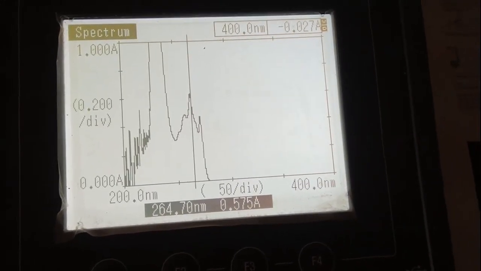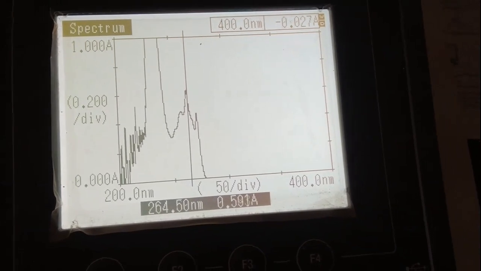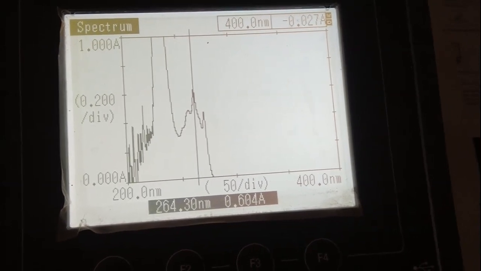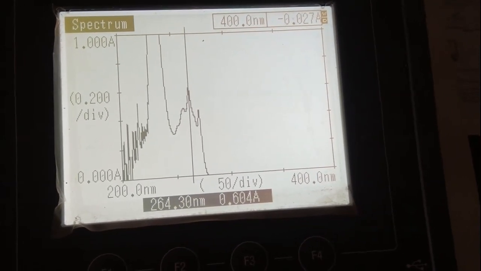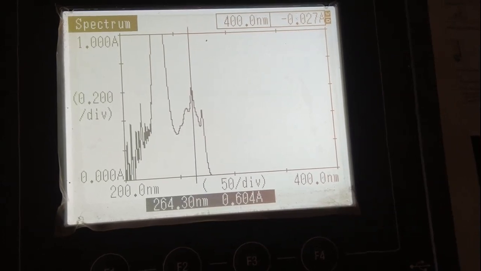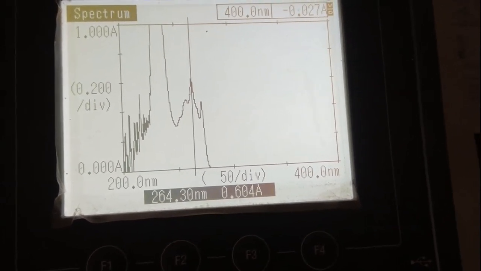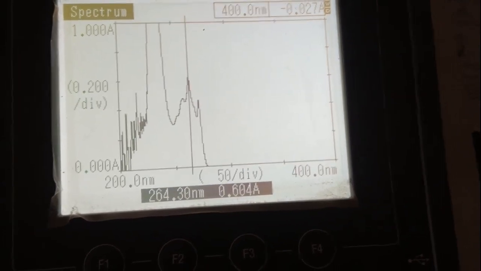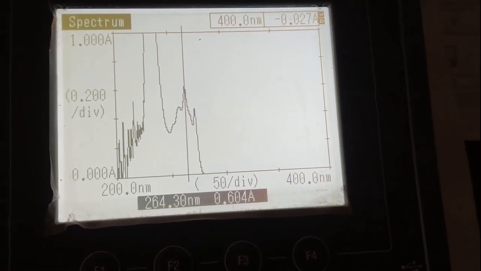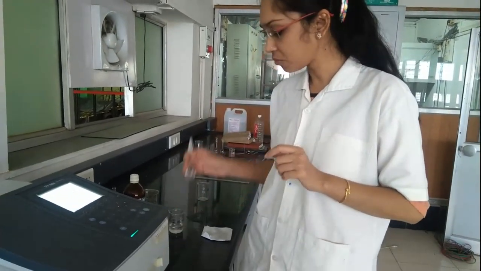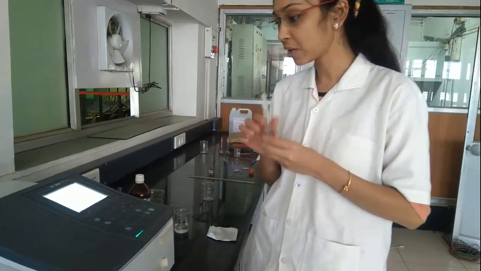So you can see the absorbance 0.604 and the wavelength is 264.30 nanometer. So we are going to note down this absorbance and we are going to use it in our calculations. So we have taken the absorbance in octanol phase. Now we are going to find out the concentration in aqueous phase.